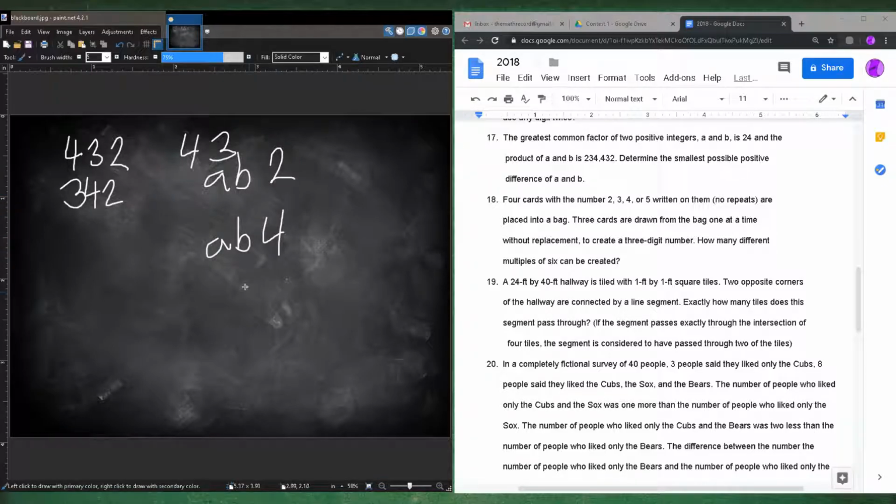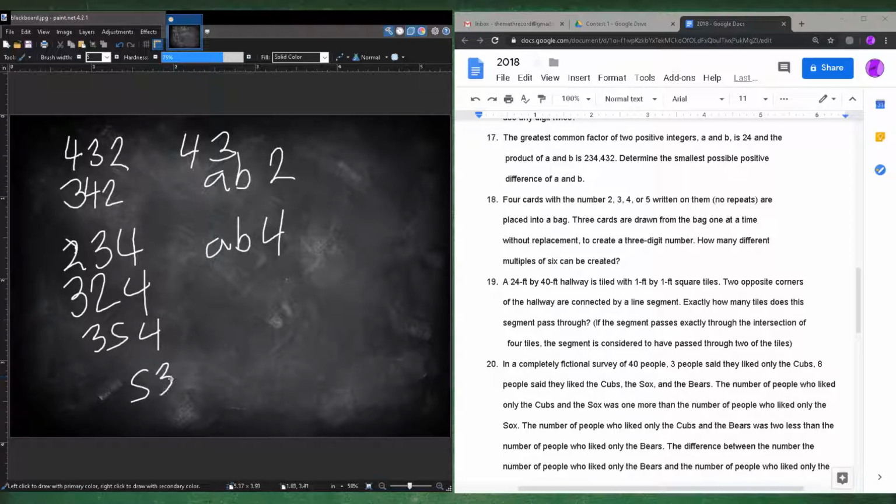Now we have a unit digit of 4, right? With the 4, what numbers can we use? Can we use 2 and 3? That makes 5, and with the 4 that makes 9. That works. So 2, 3, 4, or 3, 2, 4, right? Now, can we use 2 and 5? That makes 7, plus the 4 is 11. That's not divisible by 3, so it doesn't work. 3 plus 5 is 8. 8 plus 4 is 12. Okay, 12 is divisible by 3, so that works. So we have 3, 5, 4, and 5, 3, 4, right? So we have these combinations only.